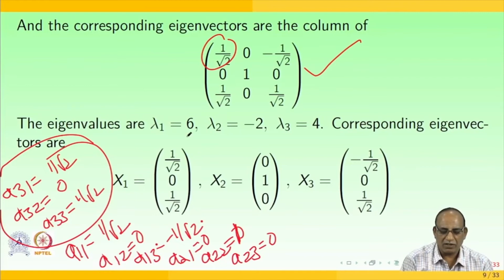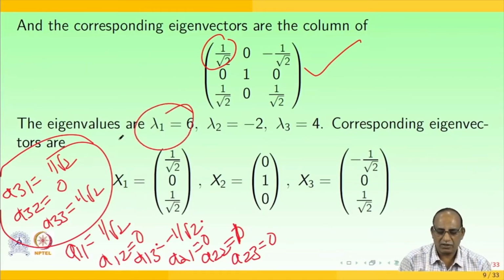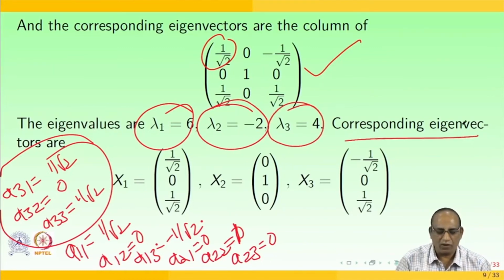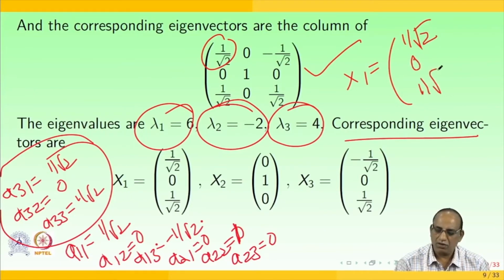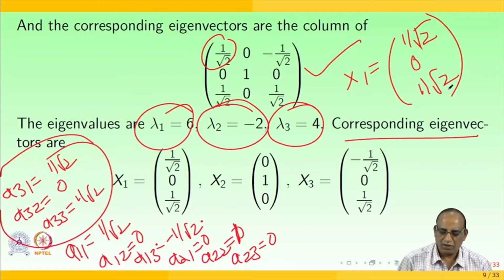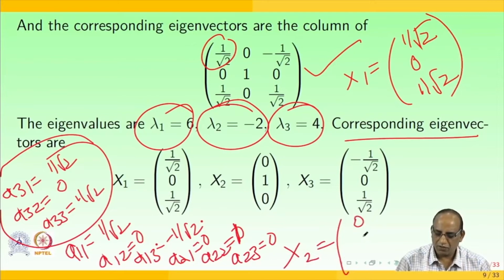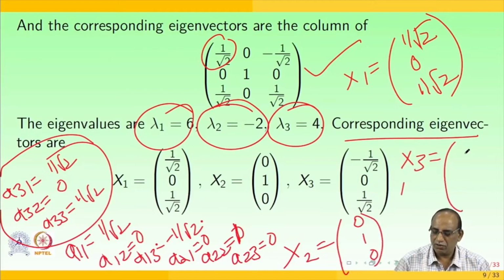The eigenvalues are lambda 1 is 6, lambda 2 is minus 2, lambda 3 is 4 and the corresponding eigenvectors are these. So x1 is equal to 1 over root 2, 0, 1 over root 2, and x2 is equal to 0, 1, 0, and x3 is equal to minus 1 over root 2, 0, 1 over root 2.